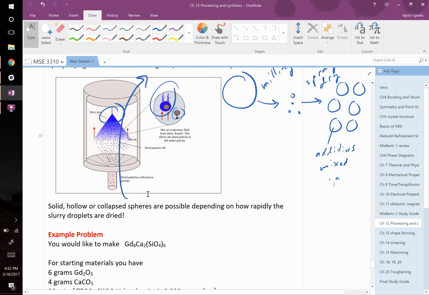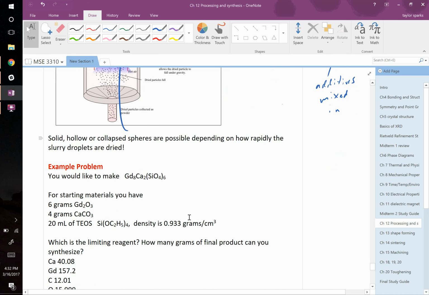Okay, so next class, we're going to jump into shape forming. If you want to make a fork or a spoon or a plate or a toilet, how are you actually going to make these oftentimes very complex shapes with ceramics? It's very challenging. Before we get to that, let's do an example problem with the time remaining.